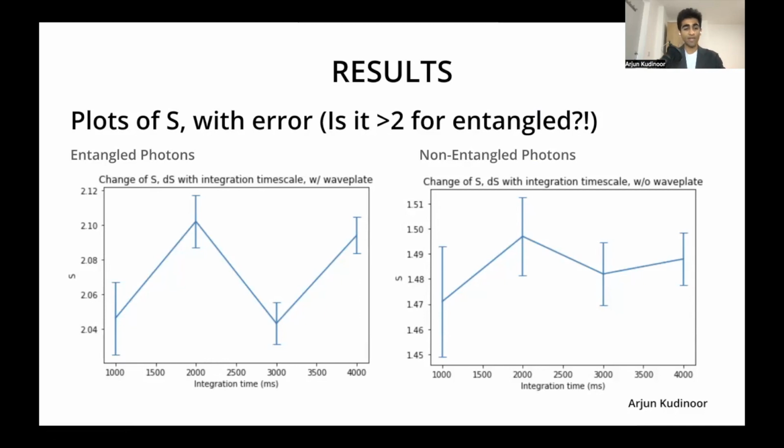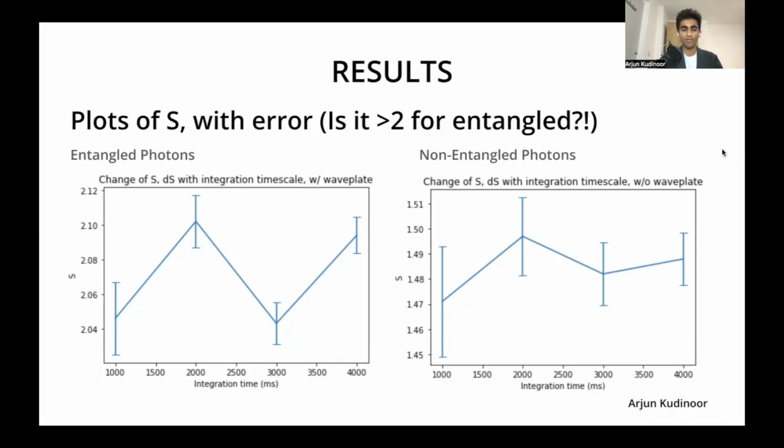And we noticed that for entangled photons, when we did spontaneous parametric down conversion, we got values of S that were consistently greater than 2 for all integration times. And then when we sent in non-entangled photons, you can think of this as a control in the measurement, we got values of S that were less than 2 for all integration times. This is very good because if we got values of S greater than 2 when we were sending in non-entangled photons, that wouldn't make sense, because you should only be getting S greater than 2 if they're entangled.